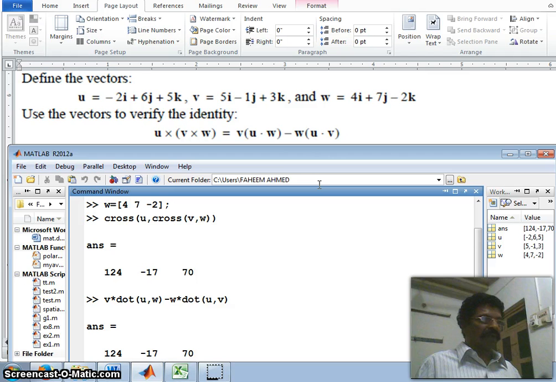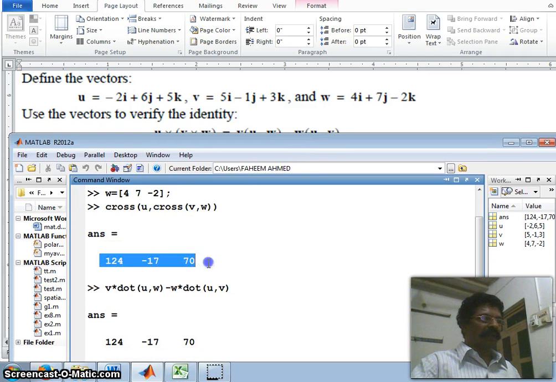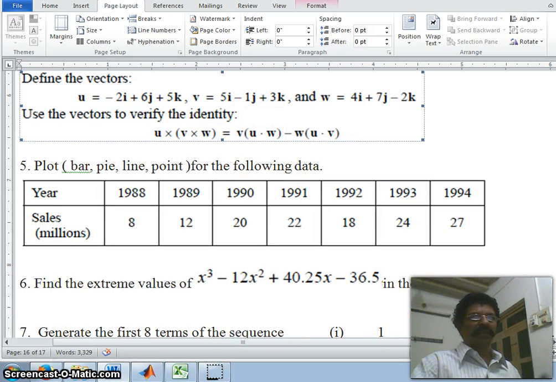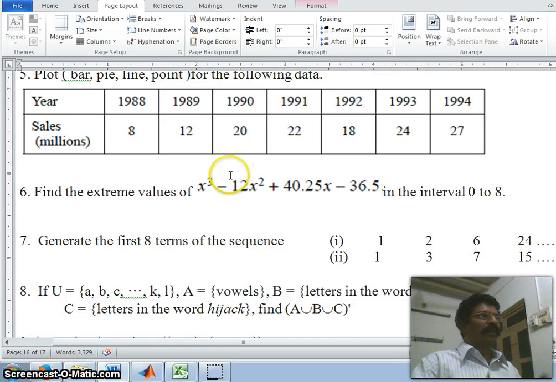Now one is vector, one is scalar, and here you can see that the left hand side and the right hand side are equal. Right, this finishes question number 4. Now let us see this one.